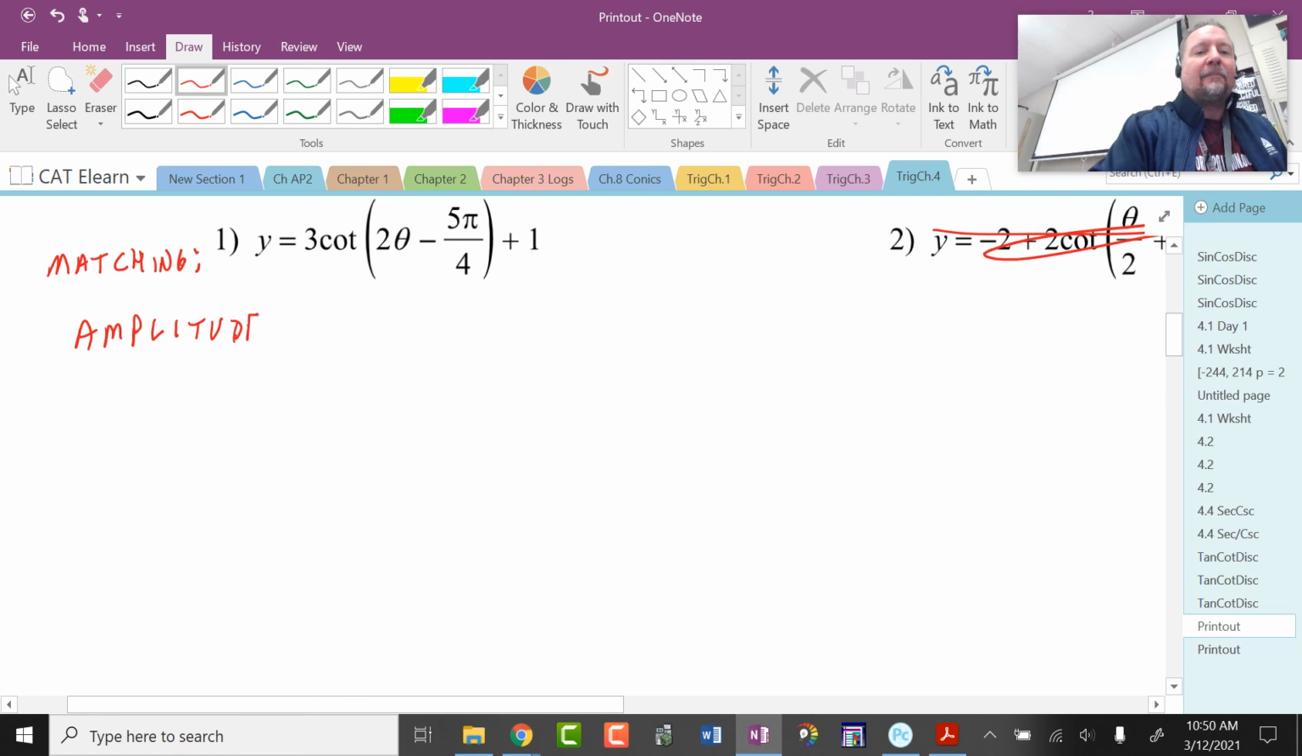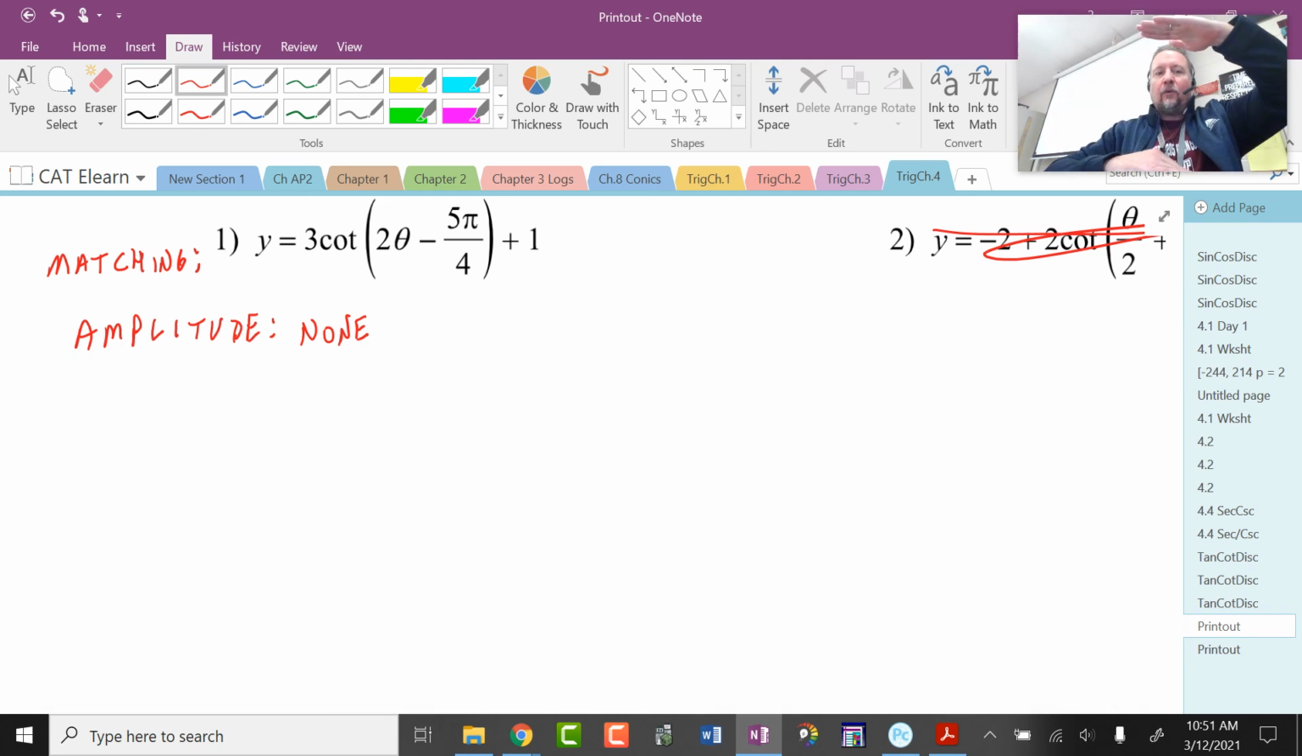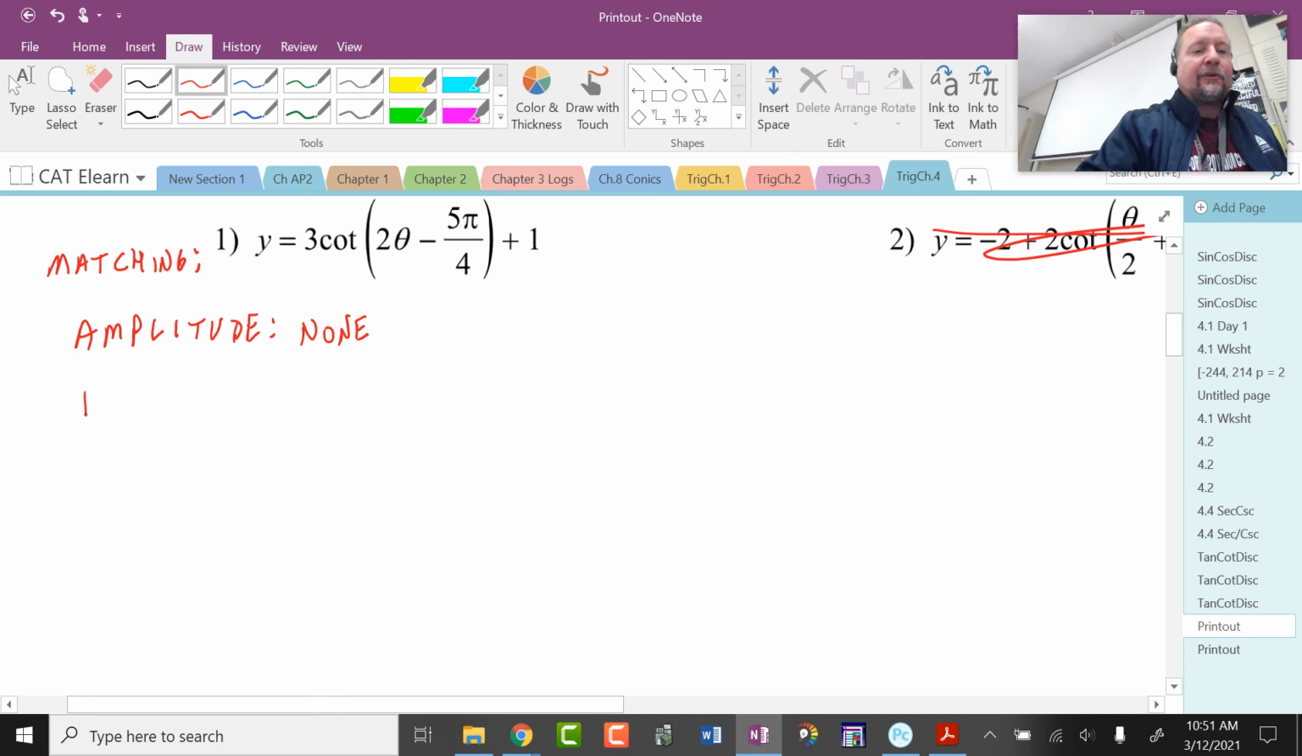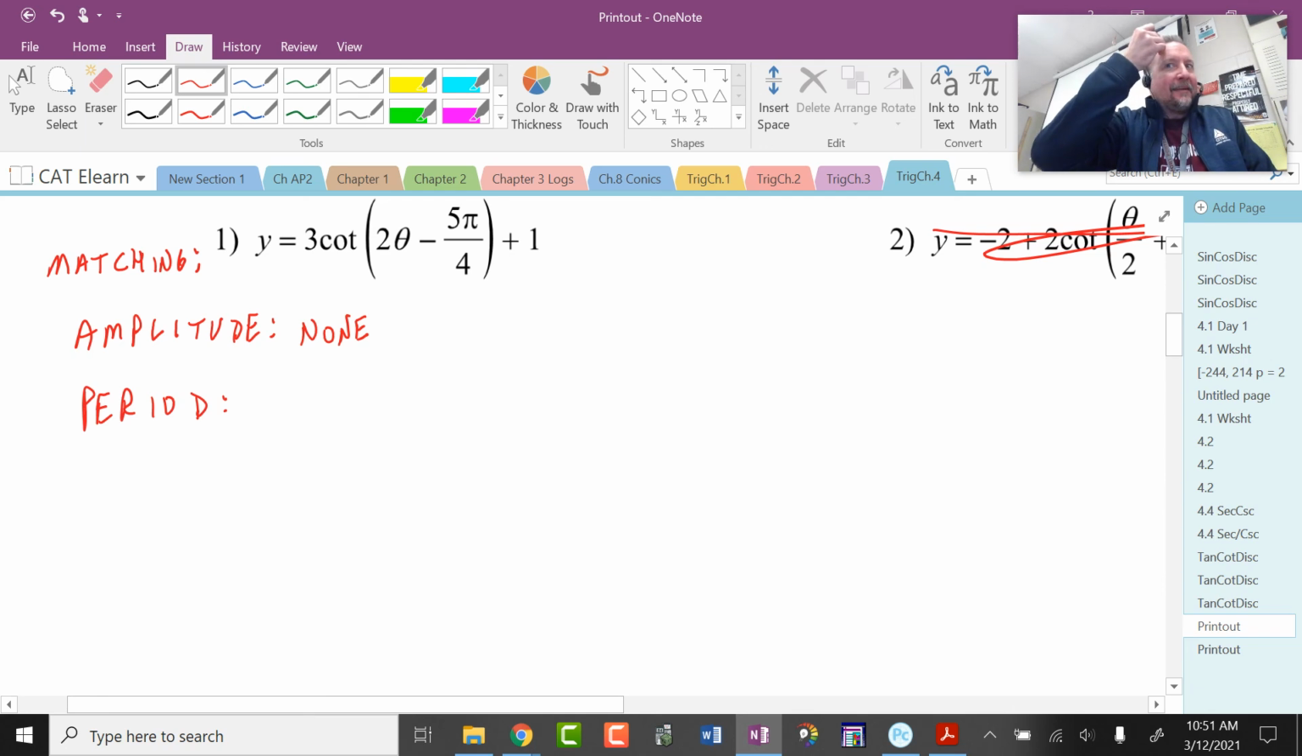Not going to ask you that again because I already tricked you. Hopefully everyone knows that in the matching, you should put none. There is no amplitude for cotangent or tangent because they go off to infinity. There is no upper and lower limit for the range. That's what amplitude really means. There is an A value of 3, but it's not amplitude. It's jerky, I know. Be up to the test, be up to the trick. Get that little file in your brain, like a separate file in a secret spot.